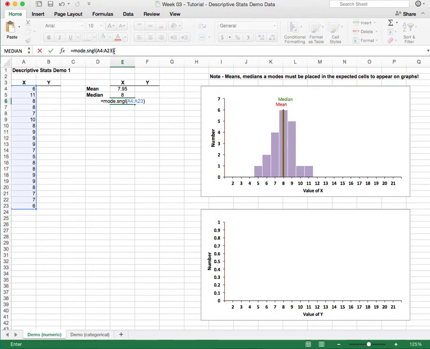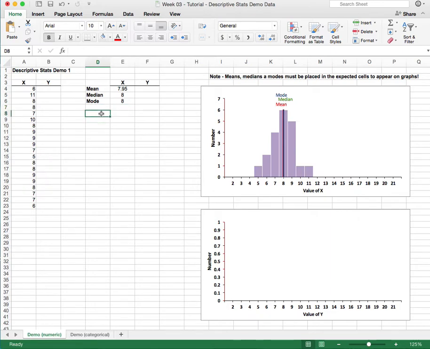All right, so I just typed in equals mode.sngl and pasted our range in there, and you can see over on the side it's highlighted all of our range, so hit enter. And as expected, that's going to be 8 as well. You can find these formulas, the Excel versions of these formulas, on the handout that goes along with this week's module. All right, now we're going to calculate the minimum and the maximum.